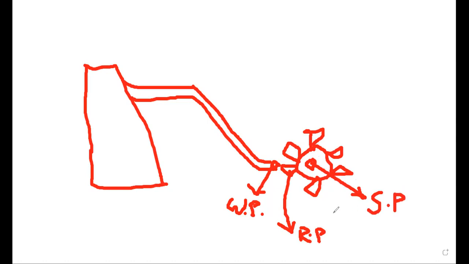So in total we have three types of power. First one is water power. Then this power is given to the runner of the turbine. So at the blades of the runner we have the runner power, and then we have the shaft power at the shaft. So these are the three powers.